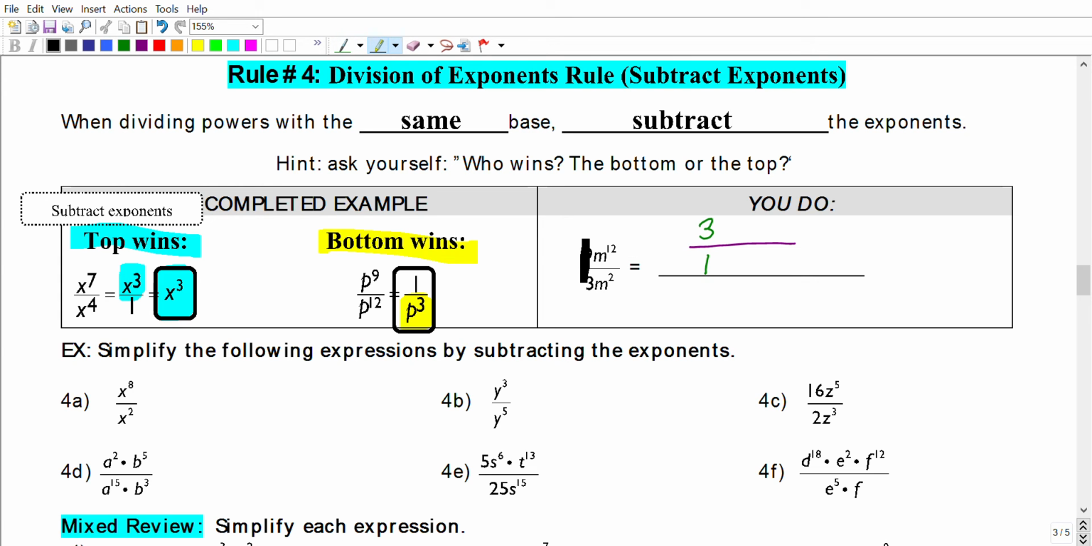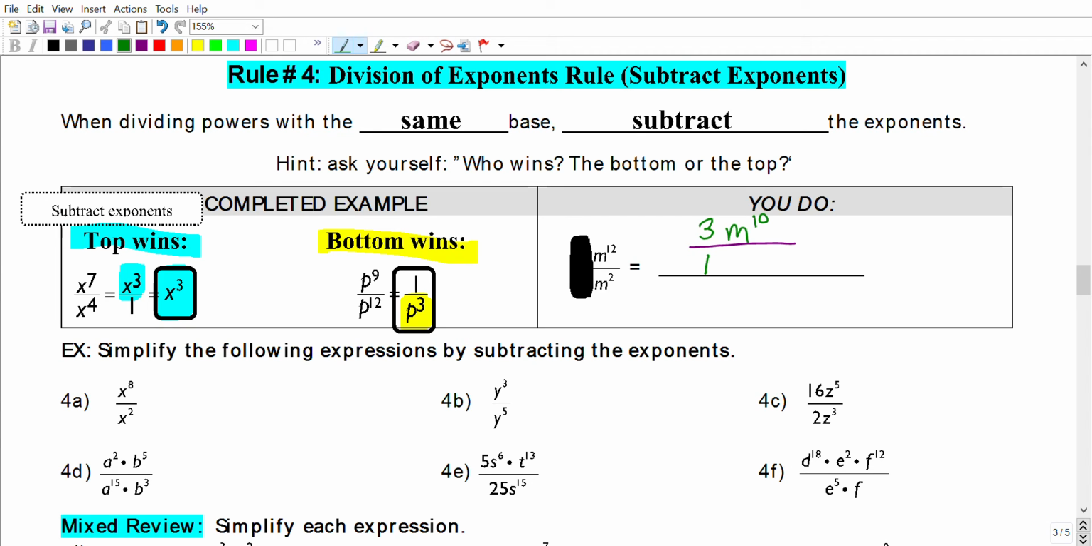Same thing now with my variables, because now if I block these out, I have a similar problem to what I just did over there on the left side. So let's take a look at it. M to the 12th over m to the 2nd. Which one wins? Which one has more? The top one has more. So as soon as you say the top one has more, write the m on the top. Write that base. Now the final question is, how many more did the top have than the bottom? It has exactly 10 more.